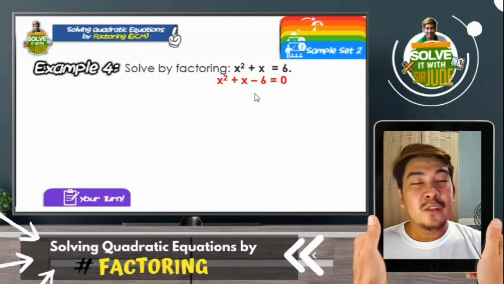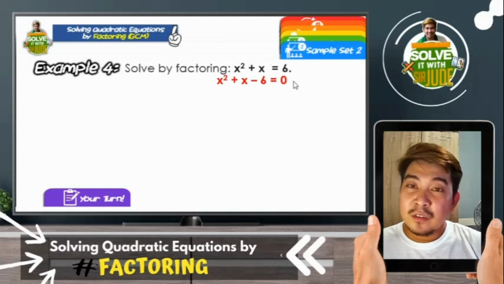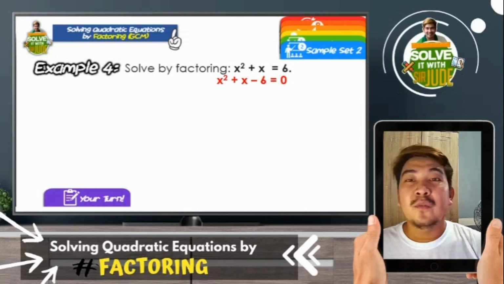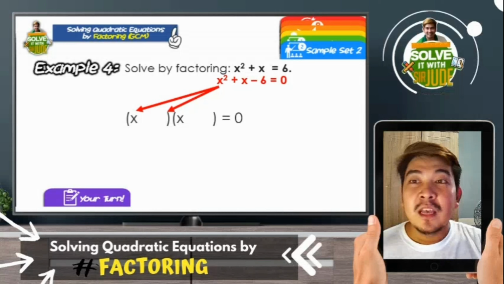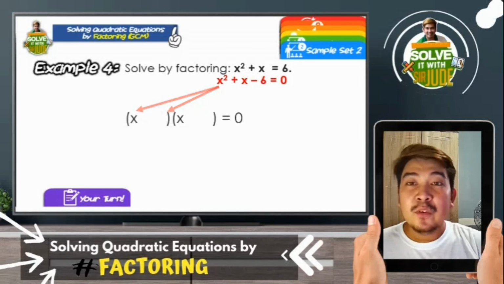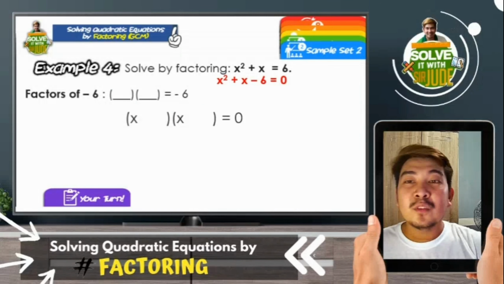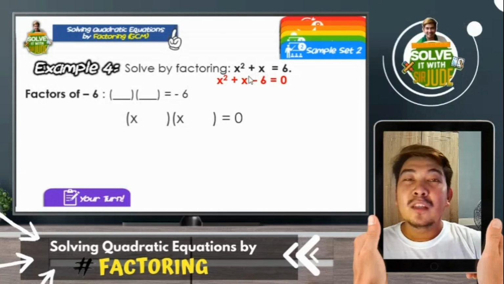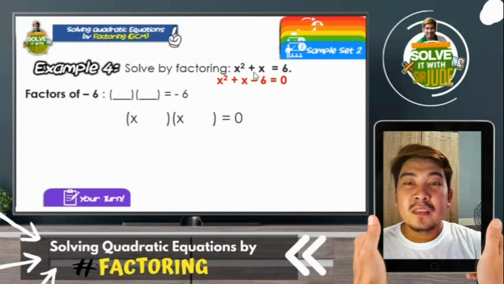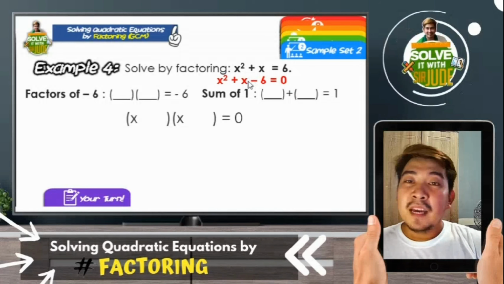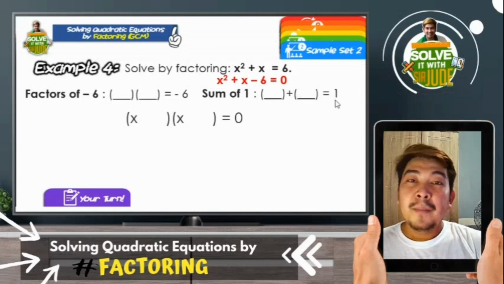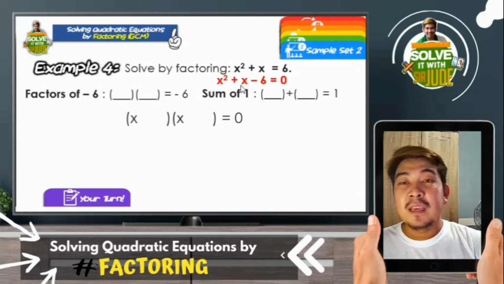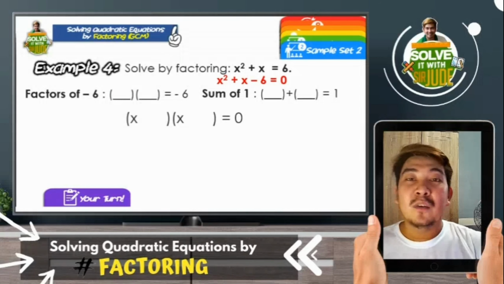Since naka-standard form na ang ating quadratic equation, we will be factoring out x squared. Yun yung unang-una. So the factors will be x times x. And then after that, we should think of factors of negative 6. Factors ni negative 6, dalawang numbers pag minultiply negative 6. At the same time, kapag in-add natin yung dalawang number, positive 1 naman ang magiging sagot, which is the value of B in our quadratic equation.